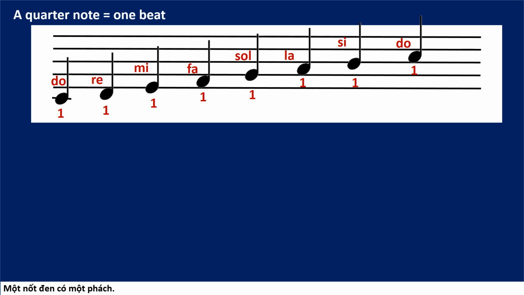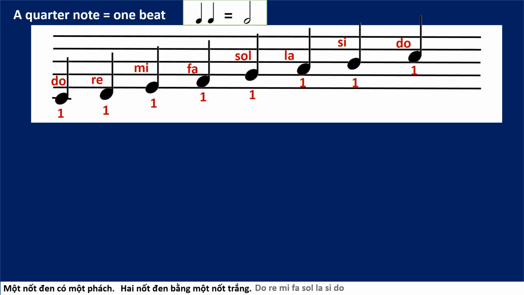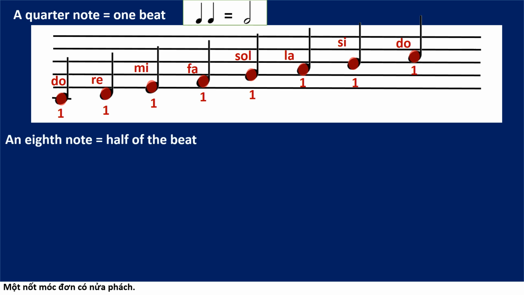A quarter note has 1 beat. 2 quarter notes equal 1 half note. Do, re, mi, fa, sol, la, si, do. Read again. Do, re, mi, fa, sol, la, si, do.